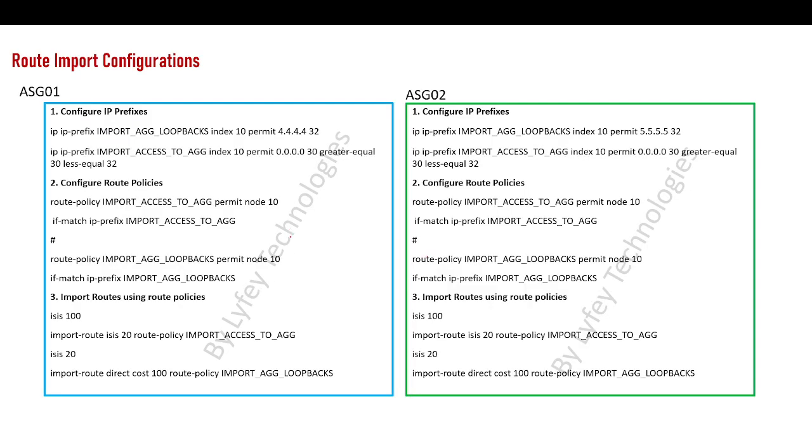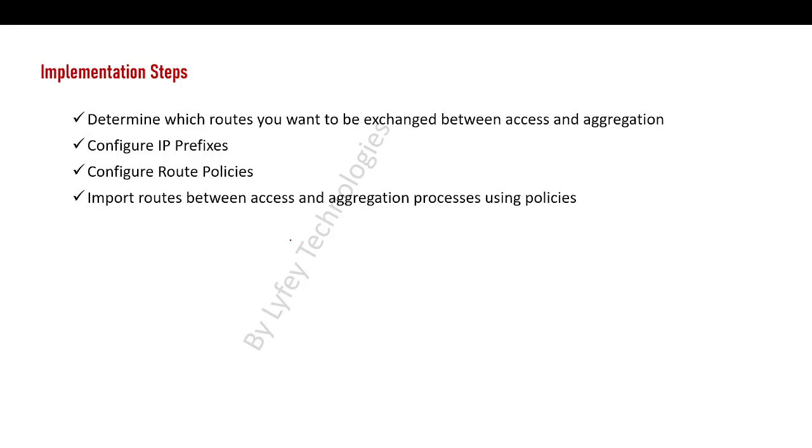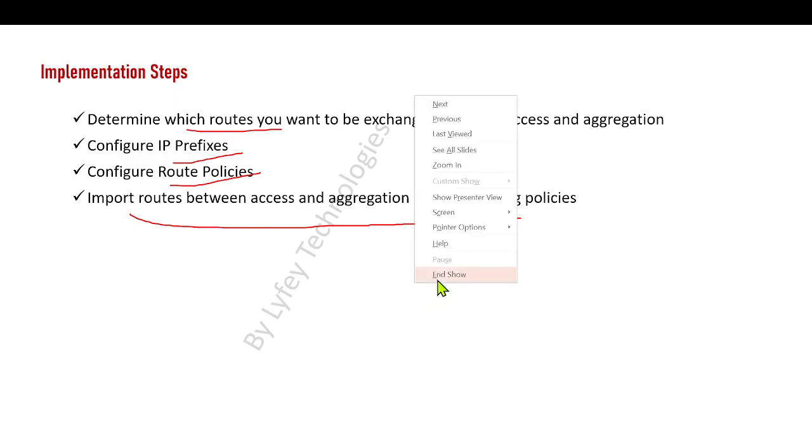So, before you do the route import, the first thing you need to do is to determine which routes you want to be exchanged between the access and aggregation. You need to configure IP prefixes based on the routes you want to be imported. So you configure prefixes, you configure route policies, and then you perform the import between the access and aggregation.